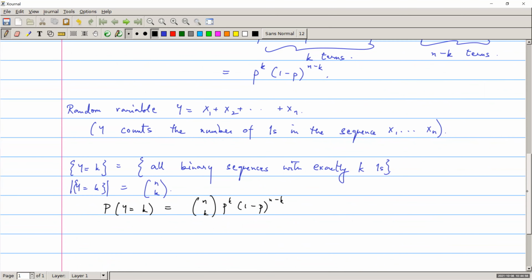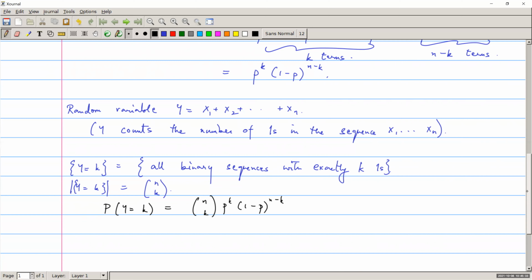So y equals k is the event that contains all... Y counts the number of ones in a sequence. So y equals k is the set of all binary sequences with exactly k ones. Does that make sense? Yeah, that makes sense. Also we did this last class: the size of the event y equals k is n choose k. So the number of sequences in this set is n choose k.